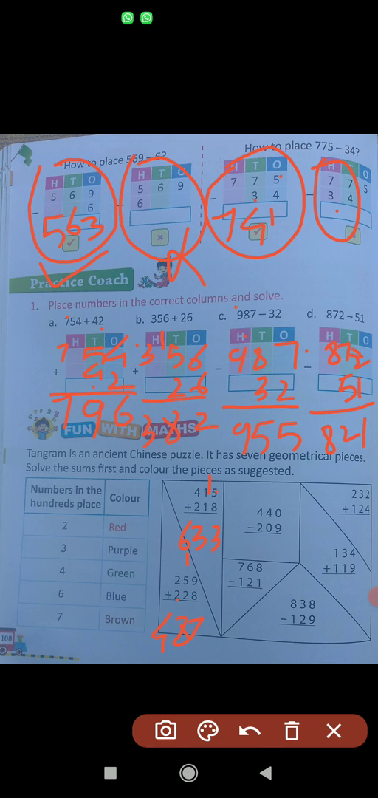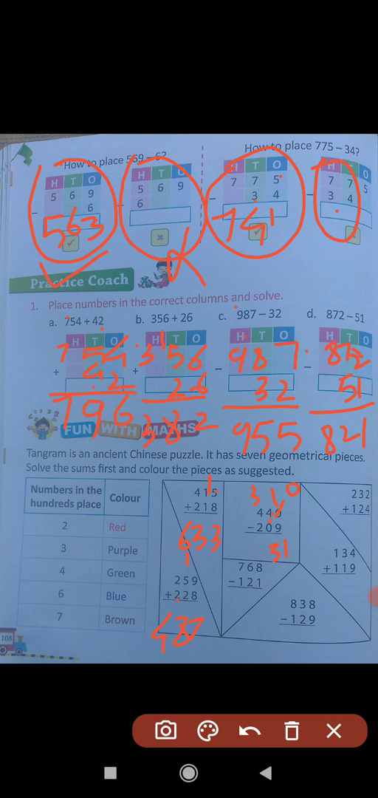Okay, next we can solve 440 minus 209. Can we subtract 9 from 0? No, because 9 is bigger than 0. So we have to take one borrow from tens place. When we take one borrow from 4, this 0 converts into 10, and 4 converts into 3. Okay, so subtract 9 from 10. 10 minus 9 is equal to 1, and 3 minus 0 is equal to 3.